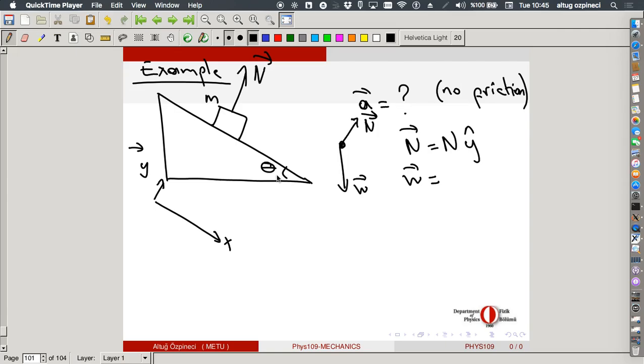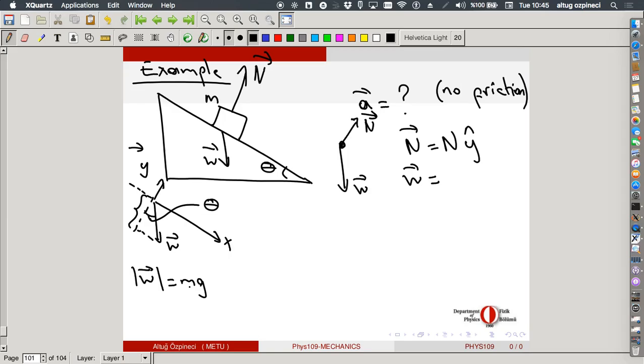Now, to do that, the weight vector will be pointing downward. This is the weight. If you think of the angles over here, this angle is theta. What is this angle over here? That's also theta. This angle itself is also theta. So we can write the components of this vector. What is the length of this side? You see, the length of the weight vector is nothing but mg.